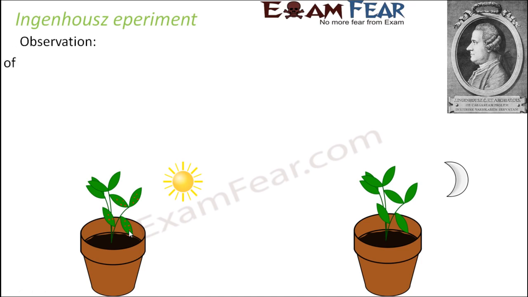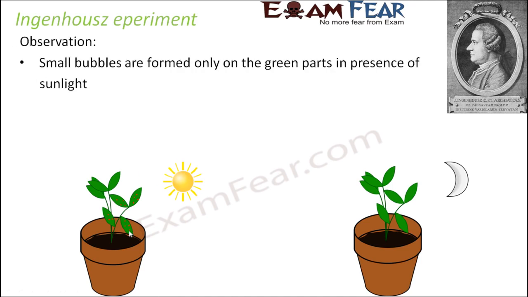His observation was that small bubbles were formed only on the green parts in presence of sunlight, and these bubbles were not formed in case of dark. So when there was no sunlight, there were no bubbles. When there was sunlight, there were bubbles, and these bubbles were formed only on the green parts. So that was another thing to be noted, that it was not present everywhere. For example, it was not there on the roots. It was mostly on the leaves because they were primarily green, and also on other green parts like the green portion of the stem.